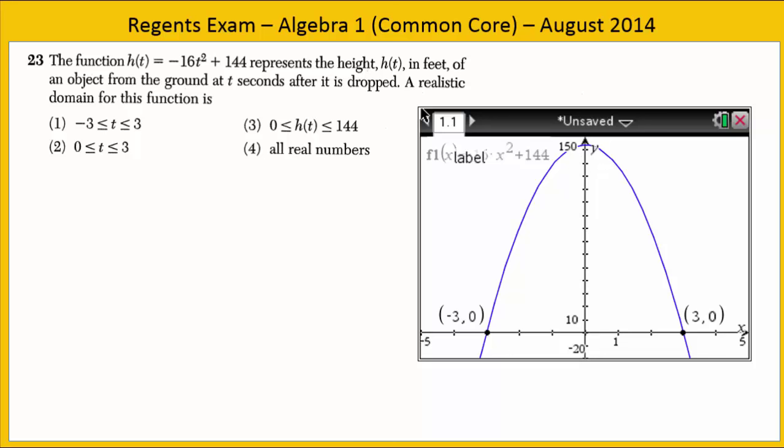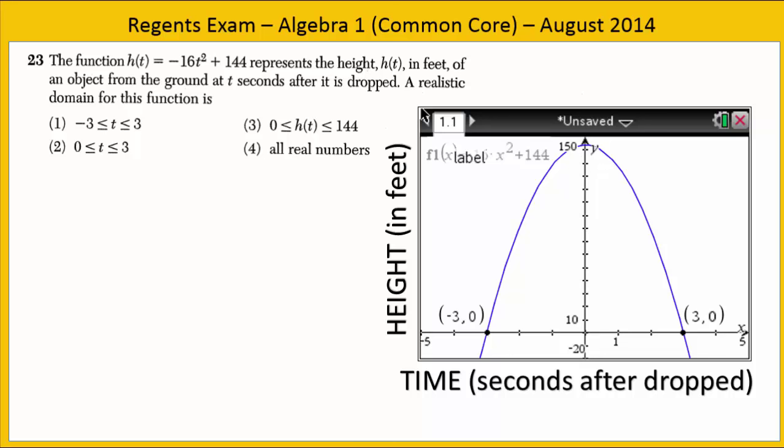Let's take a look at the different pieces of this graph. First of all, the lower axis, the x-axis, represents the amount of time in seconds after the object was dropped. The y-axis represents the height of the object in feet. Domain is our x values. And let's look at each part of the graph.